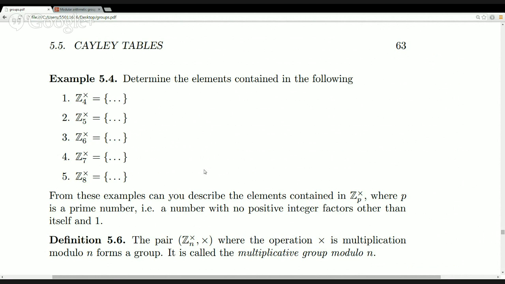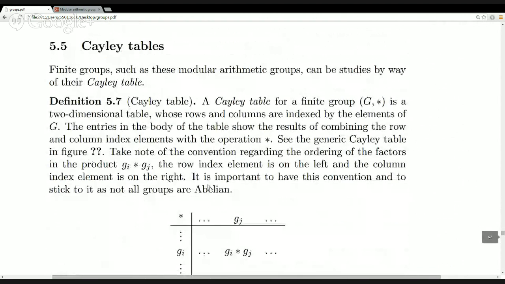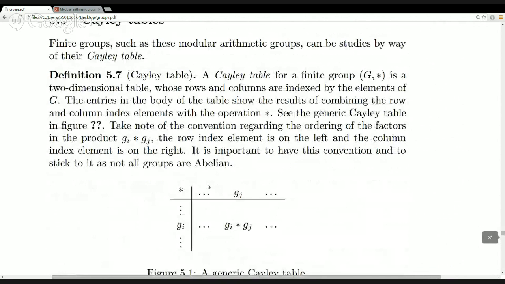So you get the idea of the elements that you have that are going to form a group under multiplication modulo 8. Okay. So let's have a look at a couple of these. Well, let's investigate these groups.